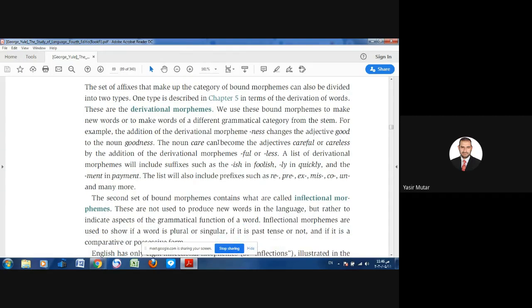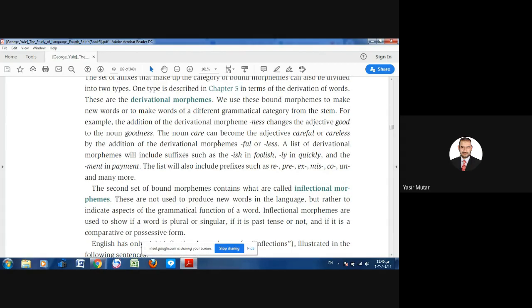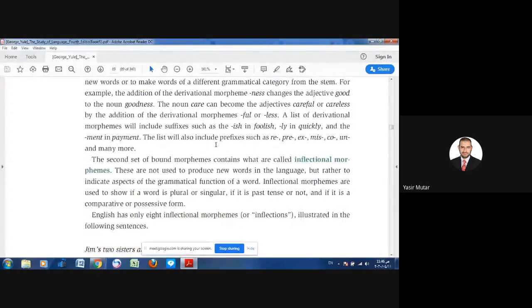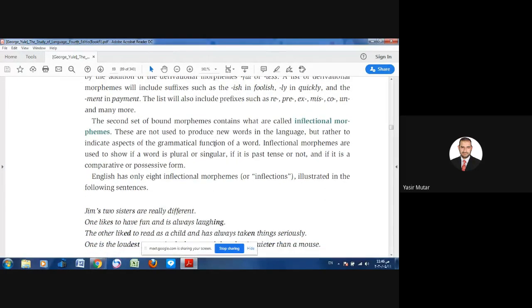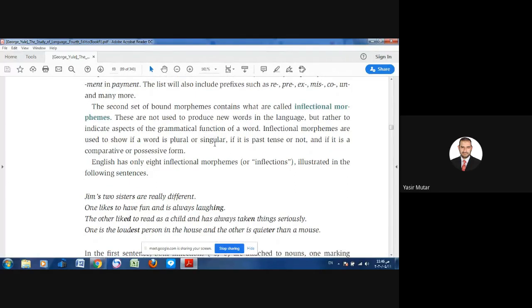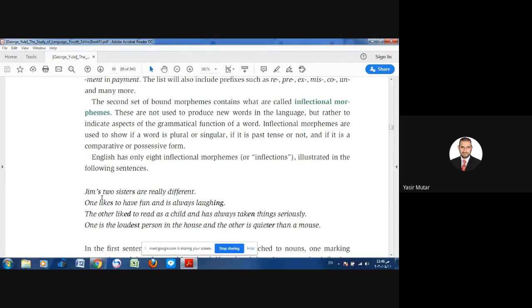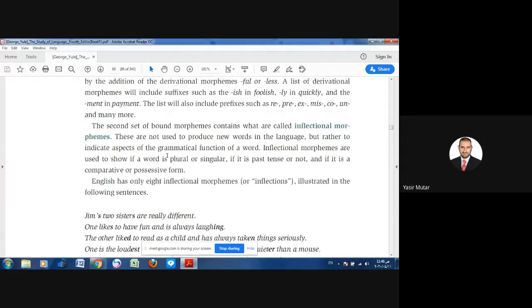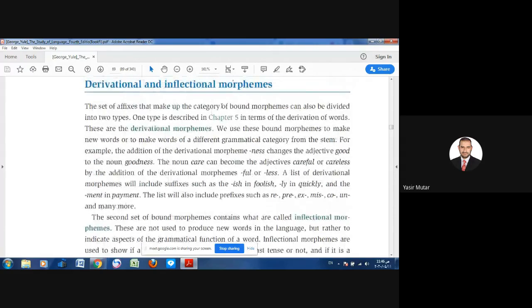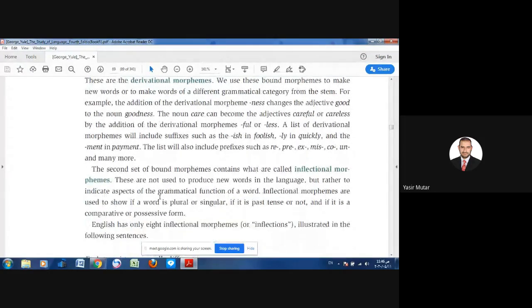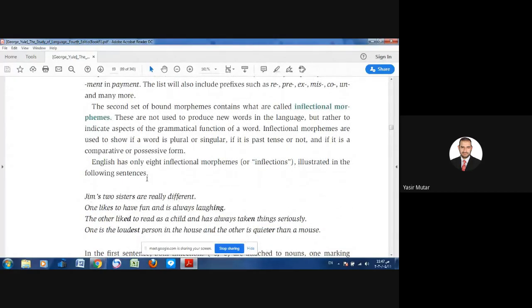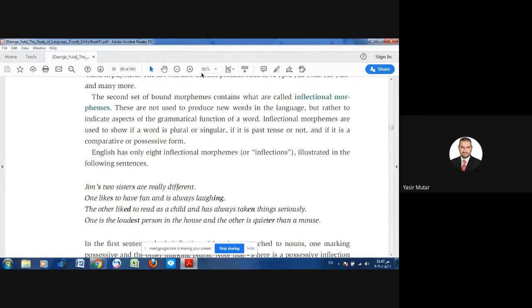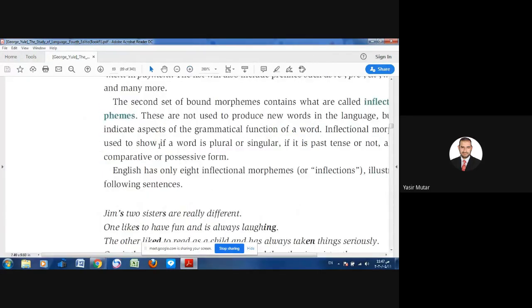So what about inflectional morphemes? Inflectional morphemes are limited in the English language. Inflectional morphemes are listed or exemplified in the following sentences. I'll maybe just make it larger so that you can see.